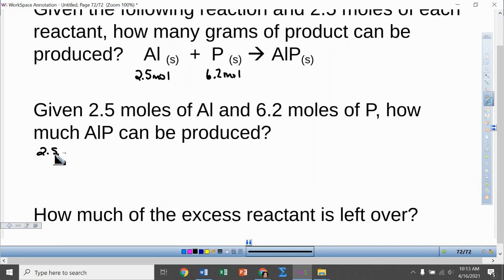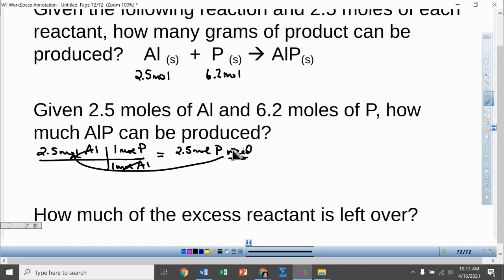So if you had to write that out, you'd say, well, 2.5 moles of aluminum, 1 mole of aluminum is going to use up 1 mole of phosphorus. So I am going to need 2.5 moles of phosphorus to react with that. The next thing you do is look and see, do I have 2.5? And the answer is yes, I have 2.5. In fact, I have more than 2.5.